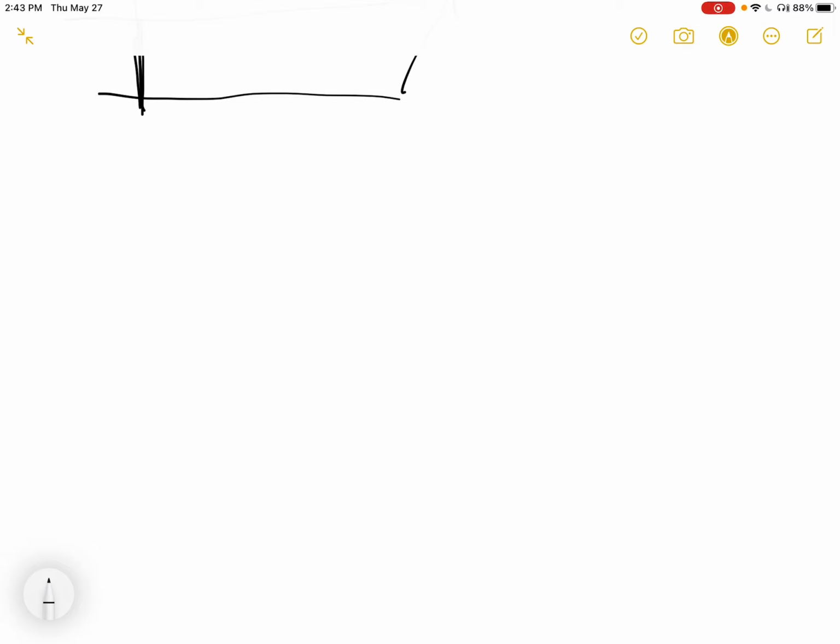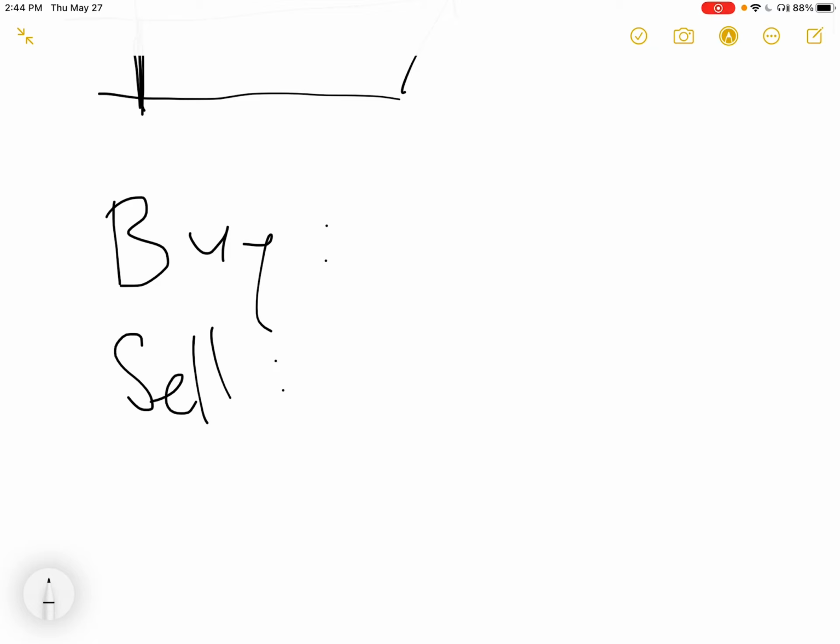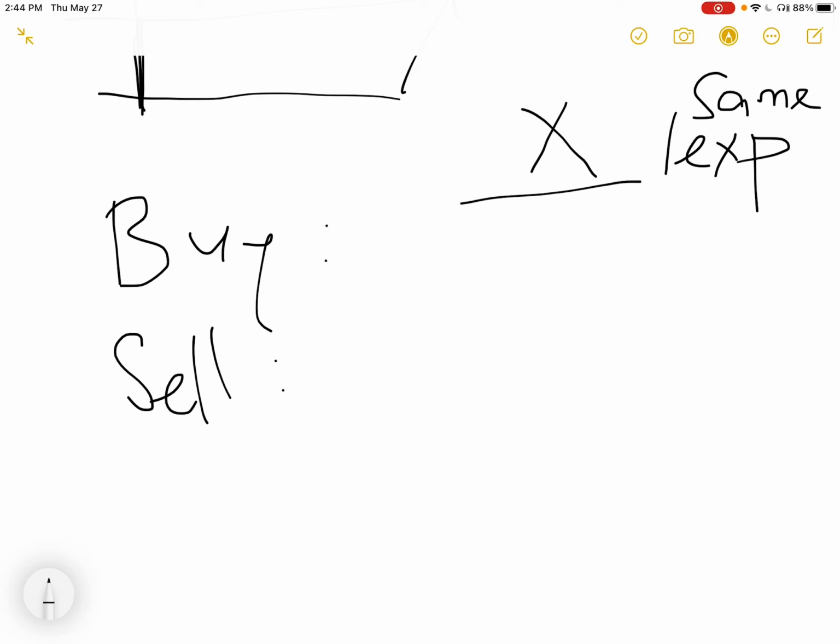So here is how it's going to work. Instead of just buying a call option or just selling a call option, we're going to buy and sell options. You have to buy and sell on the same underlying stock with the same expiry, but with different exercise prices.